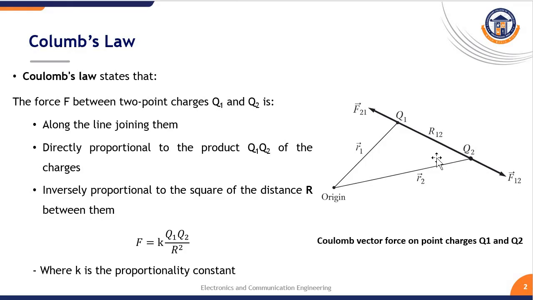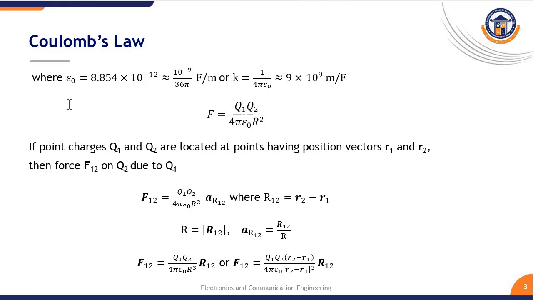F12 means force on Q2 by charge Q1, and F21 is force on Q1 by charge Q2. This is the Coulomb vector force on point charges Q1 and Q2, where epsilon naught is 8.854 into 10 to the power minus 12, that is approximately equal to 10 to the power minus 9 by 36 pi farad per meter, or K is equal to 1 by 4 pi epsilon naught, that is approximately equal to 9 into 10 to the power 9 meter per farad. F is equal to Q1 Q2 divided by 4 pi epsilon naught r squared.